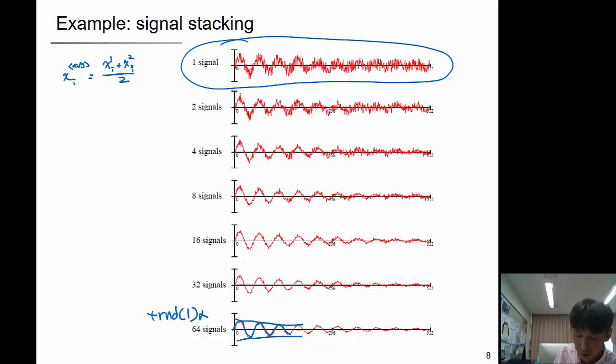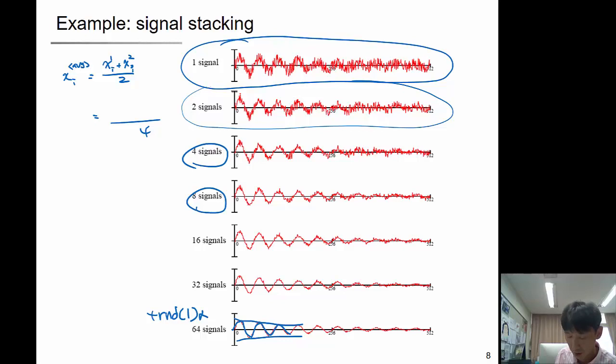So this is when you stack two signals, and if you do that with multiple signals, like four signals, and as you average more signals and increase the number of signals to be averaged, you can see the noise is removed. So it's more clear now. It's called stacking.